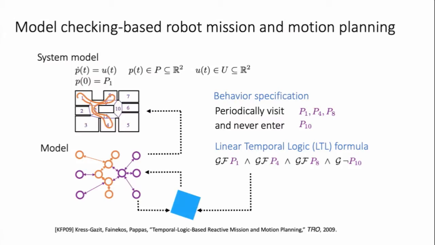Where I want to get is here. So when we have that blue tool, then we shove it in. We shove in our discrete model. We put in our temporal logic formula. A provably correct path or decision-making or policy comes out. And I'm ready to apply it to my system through the abstraction layer that I created between the continuous model and the discrete model.